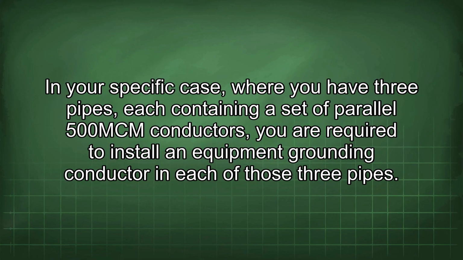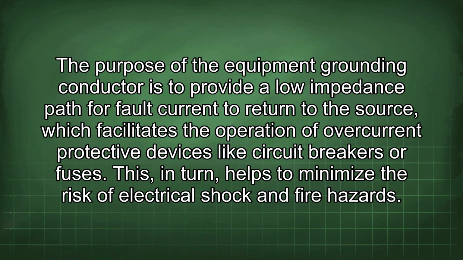In your specific case, where you have three pipes, each containing a set of parallel 500 mcm conductors, you are required to install an equipment grounding conductor in each of those three pipes. The purpose of the equipment grounding conductor is to provide a low impedance path for fault current to return to the source, which facilitates the operation of overcurrent protective devices like circuit breakers or fuses. This, in turn, helps to minimize the risk of electrical shock and fire hazards.